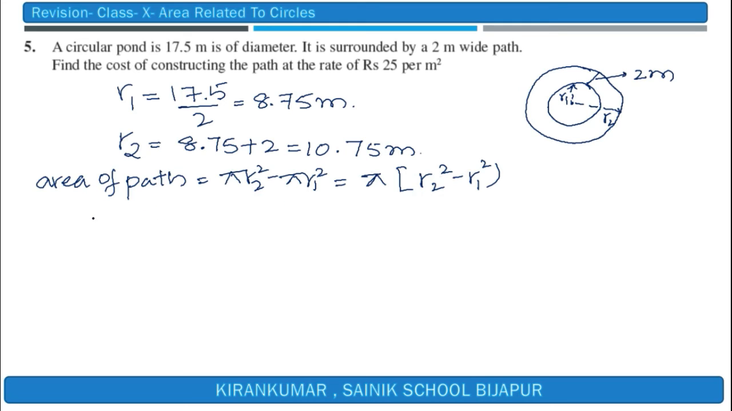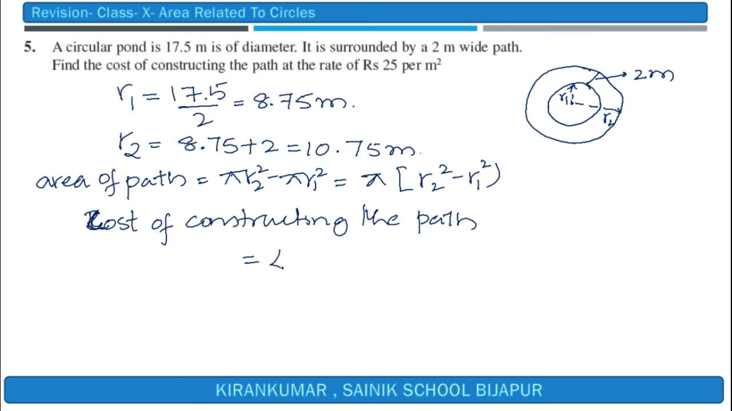So directly I would find the cost of constructing the path, which will be equal to rupees 25 to be multiplied to 22 upon 7. This has to be multiplied to 10.75 whole square minus 8.75 whole square.